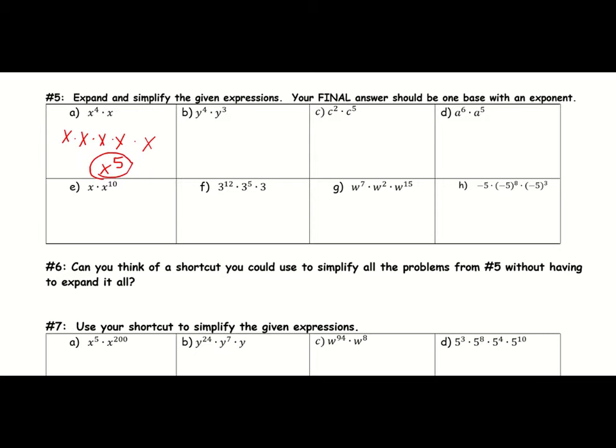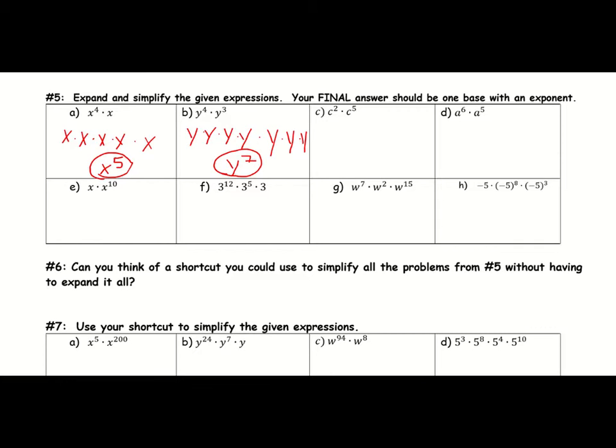Let's take a look at letter B. We have y to the 4th times y to the 3rd. So I'm going to expand this all out and then write one final exponential expression. So y to the fourth would be y times y times y times y, 4 y's, times y to the third, which would be y times y times y, 3 y's. So I have all together, my base is y, and I have 1, 2, 3, 4, 5, 6, 7 y's. So y to the fourth times y to the third would be the same thing as y to the seventh.